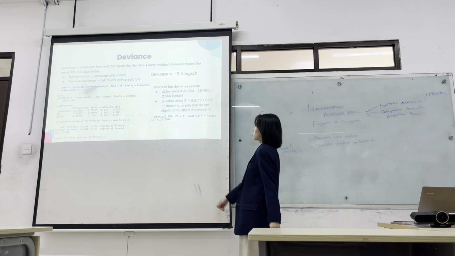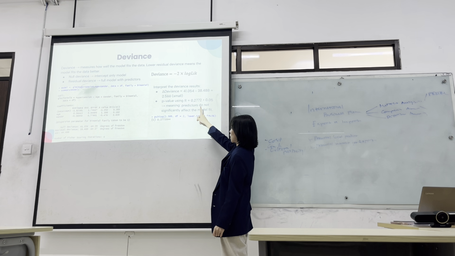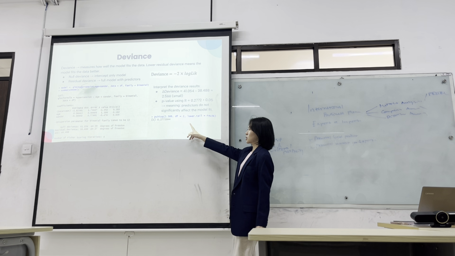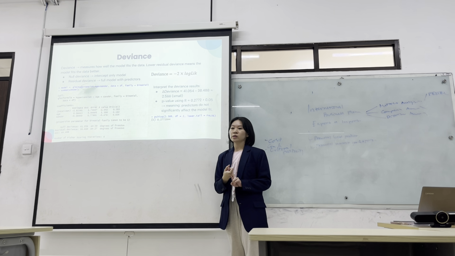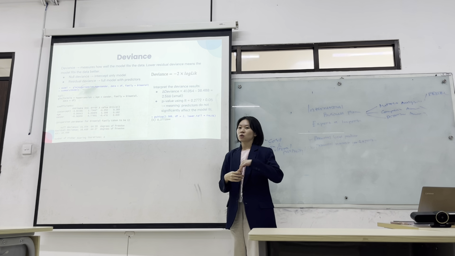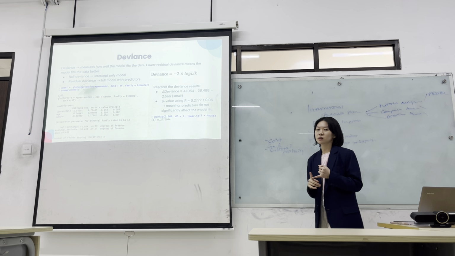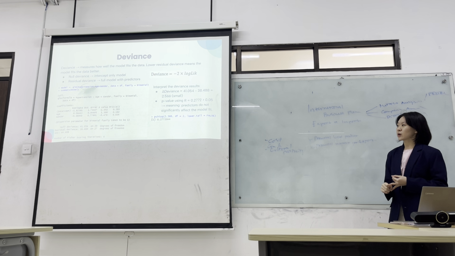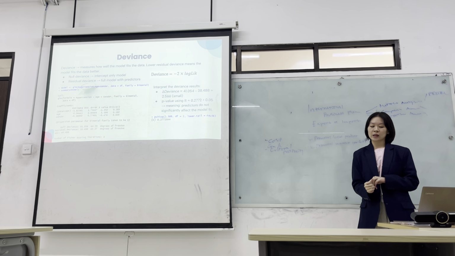And then we calculate the p-value using R. We also obtain 0.2772 using the degrees of freedom equal to 2, or the number of predictors. And so we can conclude that whether there are predictors or not, the predictors do not significantly affect the model fit.